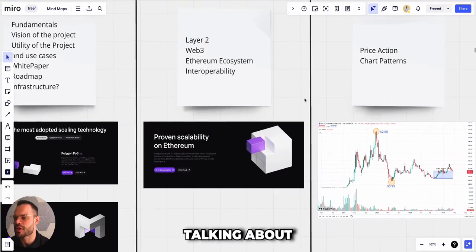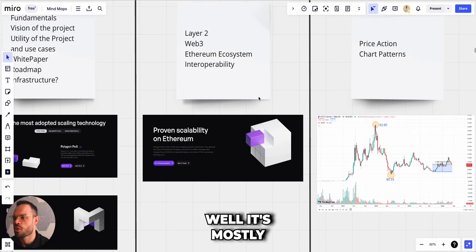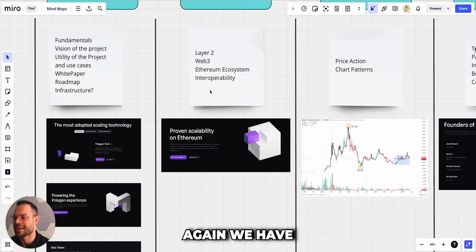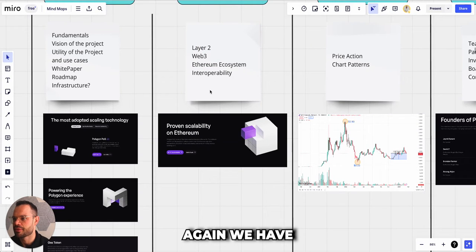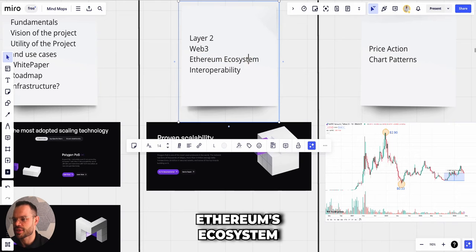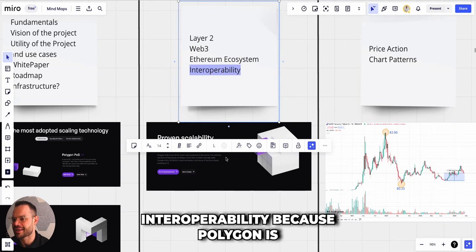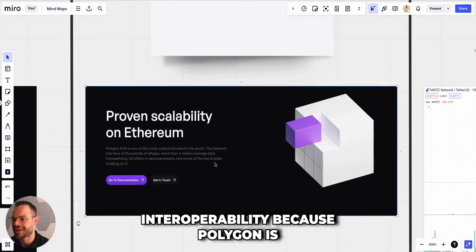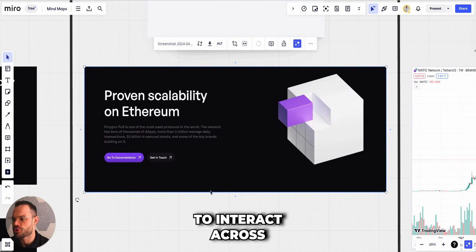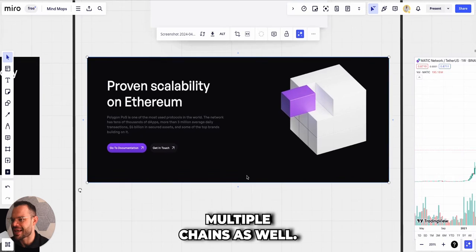So what narratives are we talking about when it comes to Polygon? Well, it's mostly falling within the remit of the layer 2s. Again, we have other layer 2s like Optimism and other tokens that operate within the Ethereum ecosystem. Again, Ethereum ecosystem is another narrative, Web3 and interoperability, because Polygon is trying to create a way for users to interact across multiple chains as well.